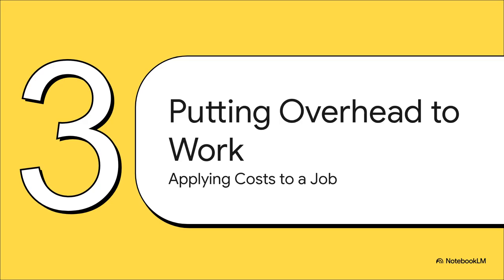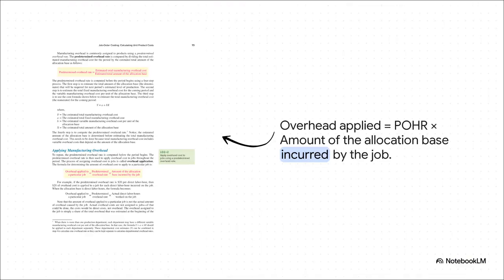Okay, so you did your homework, you ran the numbers, and you calculated your rate before the year began. Now for the fun part. It's time to actually put that rate to work on a real live job. This right here is the action formula. This is what you're going to be doing all year long for every single job. To figure out how much overhead cost to stick to a specific job, you just multiply your POHR by the amount of the allocation base that job actually used.